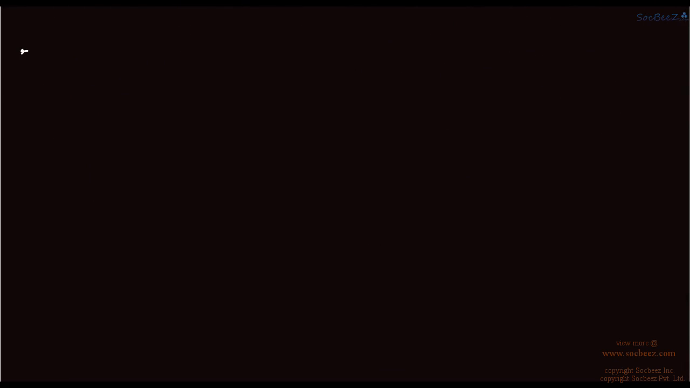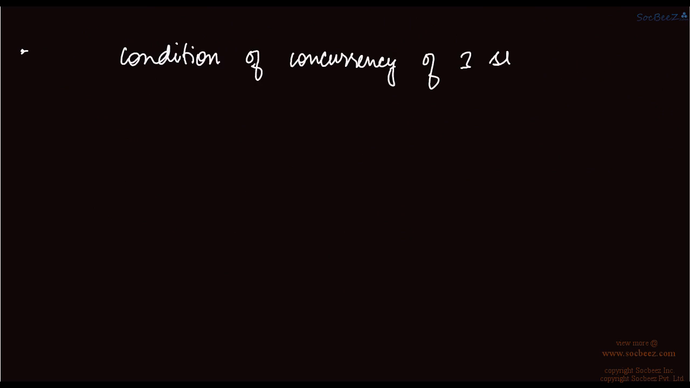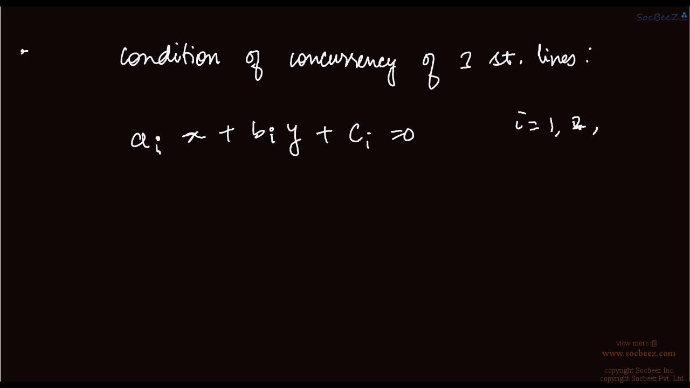Condition of concurrency of three straight lines. It is given by, let's say you have aix + biy + ci = 0 and i is 1, 2, 3. So you have three equations: a1x + b1y + c1 = 0, a2x + b2y + c2 = 0, and a3x + b3y + c3 = 0.